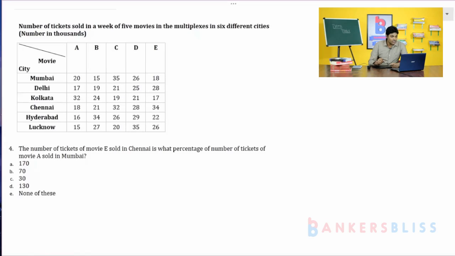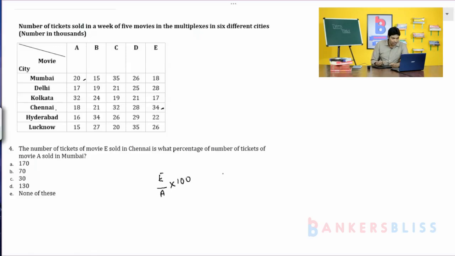The number of tickets of movie E sold in Chennai. So, Chennai movie E that is 34, okay, is what percent of the number of tickets of movie A sold in Mumbai? Movie A sold in Mumbai. So, what you have to do? You have to calculate E by A into 100. Okay, E by A into 100.